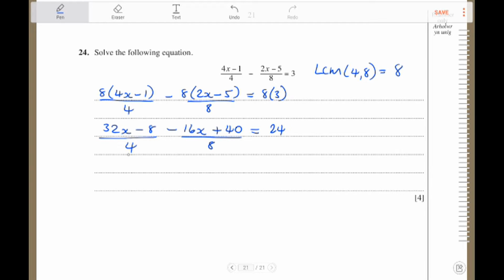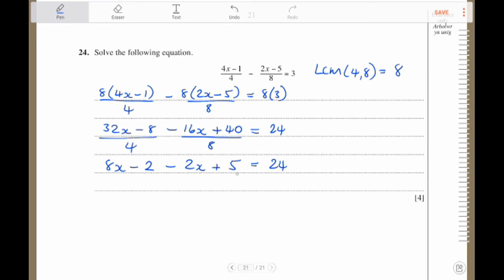Now I can divide out and get rid of my fractions. So within 2 steps, I'll be able to get rid of the fractions. So divide this numerator now by 4. 32x divided by 4 is 8x. Minus 8 divided by 4 is 2. Minus 2. Minus 16x divided by 8 is minus 2x. Plus 40 divided by 8 is plus 5. Equals 24. And now we have a lovely linear equation all on one line, no fractions in sight.